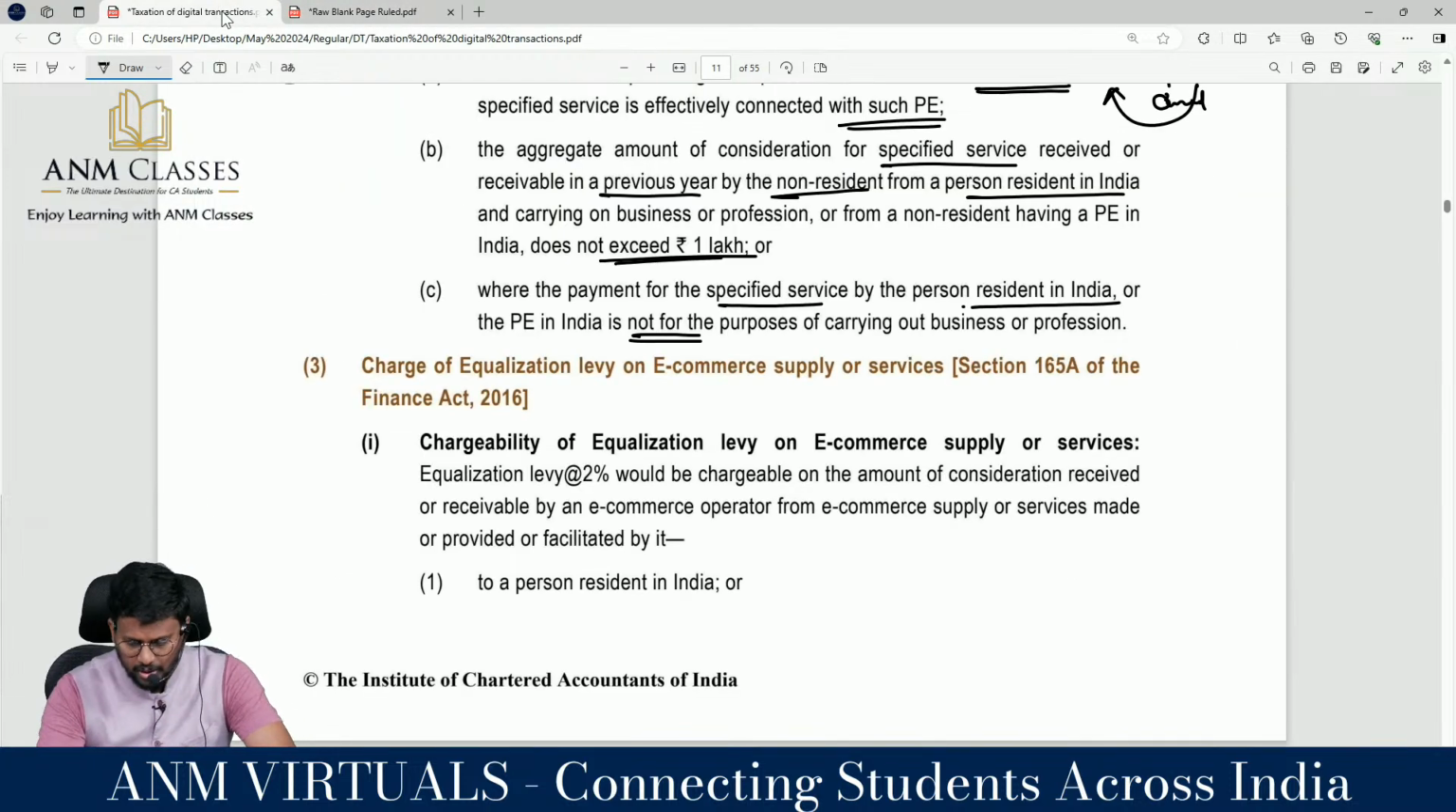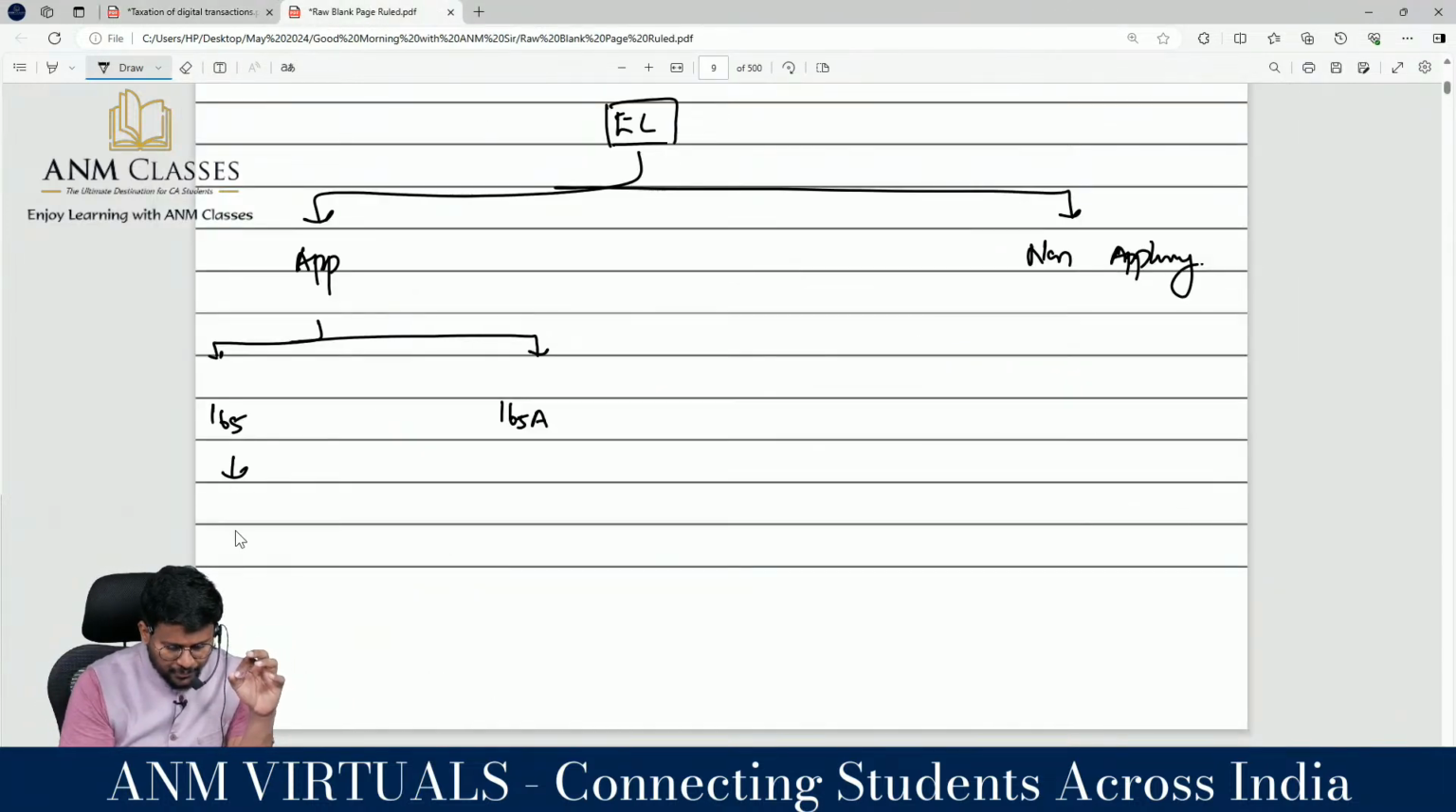There are 2 sections we are talking about, 165 and 165A. Section 165 says that if a non-resident situated outside India is providing specified service to a specified person in India, the specified person should be a resident in India engaged in business or profession, or a non-resident having a permanent establishment in India. Then they are liable to deduct equalization levy at the rate of 6%.